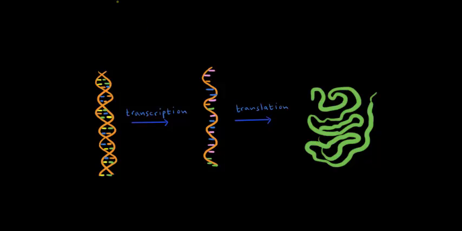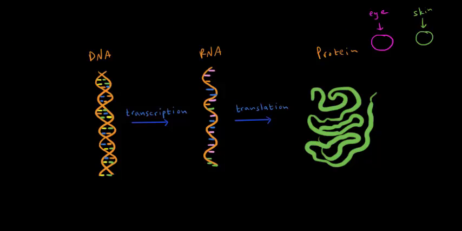So hopefully by now you're familiar with the central dogma of molecular biology that tells us that DNA makes RNA in a process known as transcription, and RNA makes protein in a process known as translation. Let's take a look at two cells. Let's say that right over here we have an eye cell, and let's say that we have a skin cell.